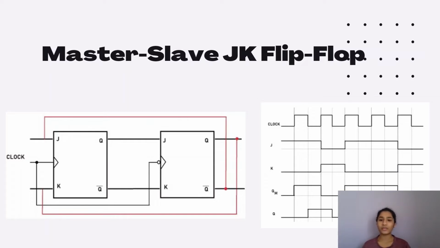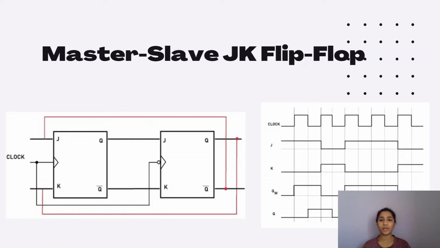As we already know the working of master slave, it's going to work just the same. We know the truth table of JK: whenever J and K values are both 0, it is going to retain its previous state, and when J is 1 and K is 0, it is going to be set. When J is 0 and K is 1, it is going to be reset, and when J and K are both high, it is going to toggle.